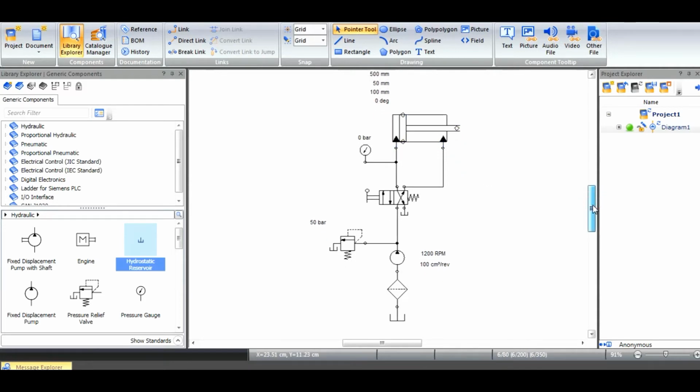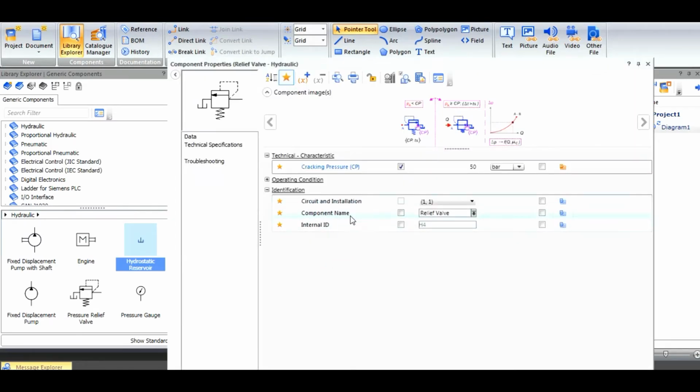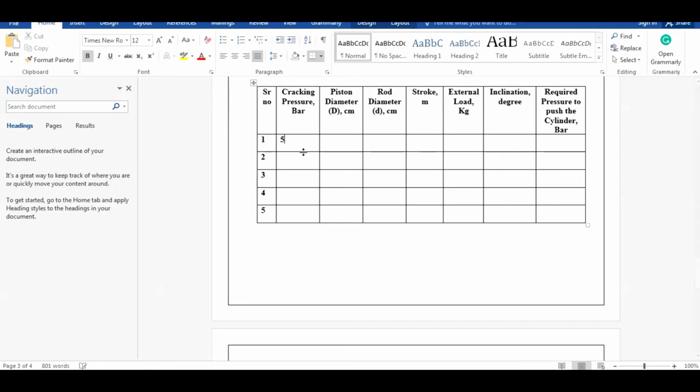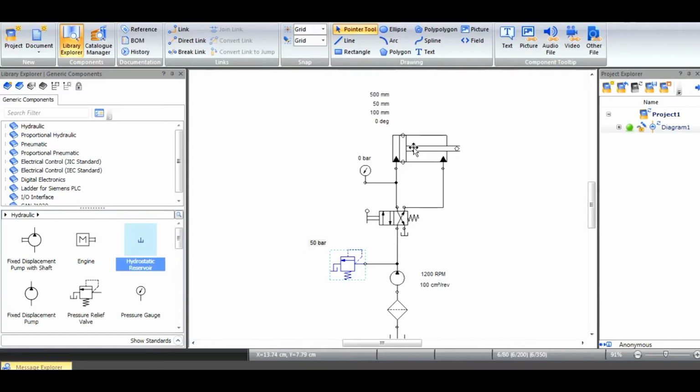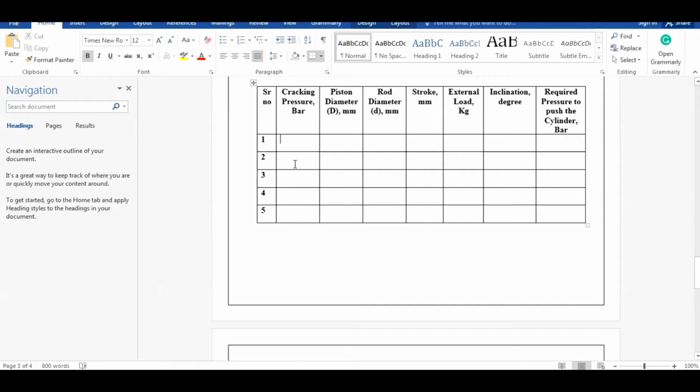This is a simple simulation for the given specification. The cracking pressure selected for all cases is 50 bar, and the selected diameter of the piston is 100 mm. The diameter of the rod is 50 mm, and the stroke, which is constant throughout the test, is 500 mm.